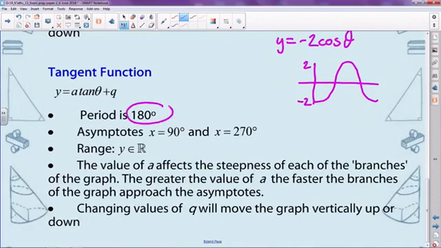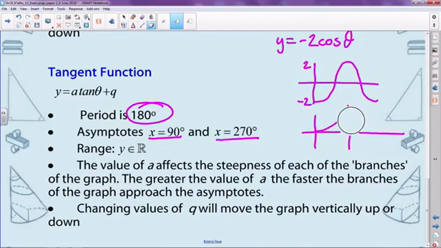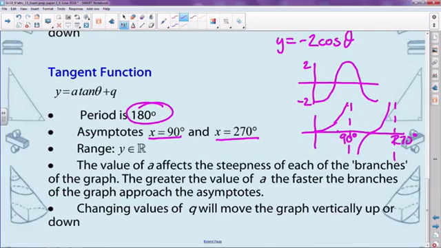Now, it's different because it has a period of 180 degrees and its asymptotes are at 90 and 270 degrees. So it's going to go like this. Let's just make the asymptote different from our axis. There's an asymptote at 90, and then we have the function drawn over there and an asymptote at 270. So the 90 to 270 indicates the period of 180 degrees because there is a difference of 180 degrees there.